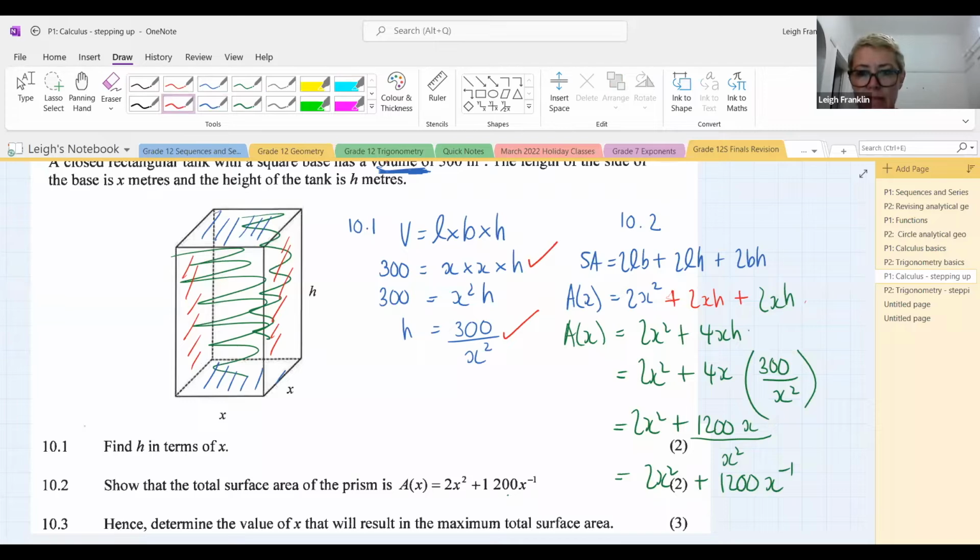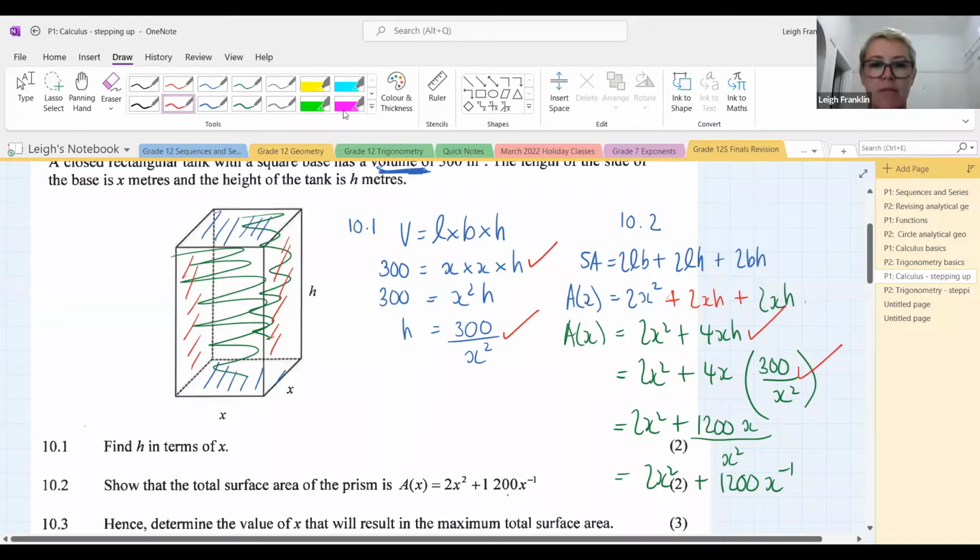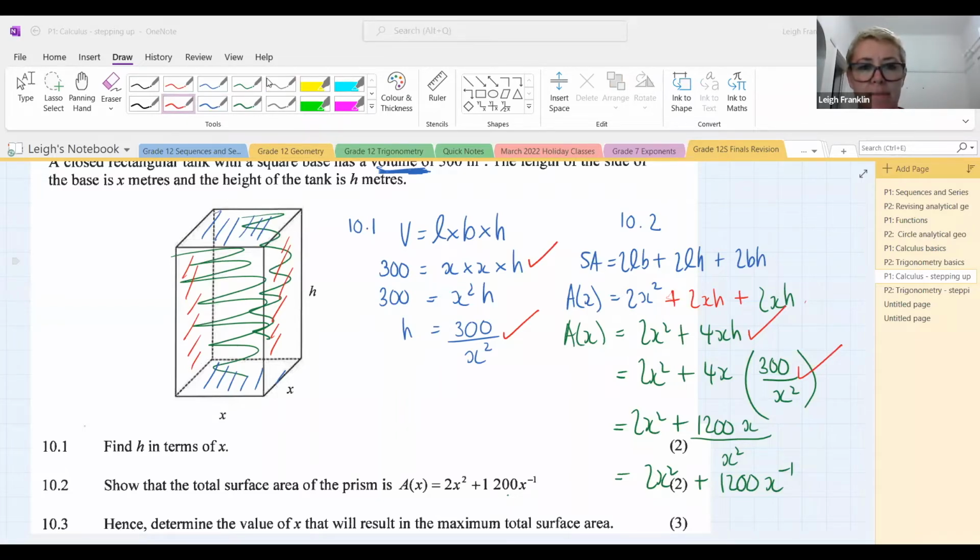So here, my guess is there would either be a mark on that line and a mark for subbing that in, I think. Cool, Tabile. Nice. All right. Now, hence.